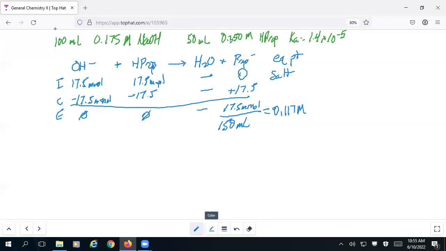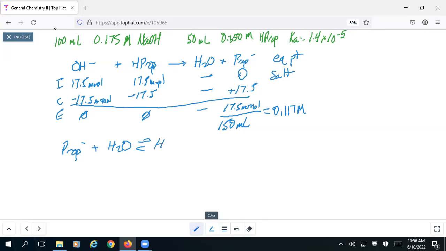The other thing that we need to do is turn this Ka into a Kb, because we know that propanoate doesn't have a hydrogen to give. It's going to take one. So the second part of this is we need to set up a standard ice table where we basically flip this around.